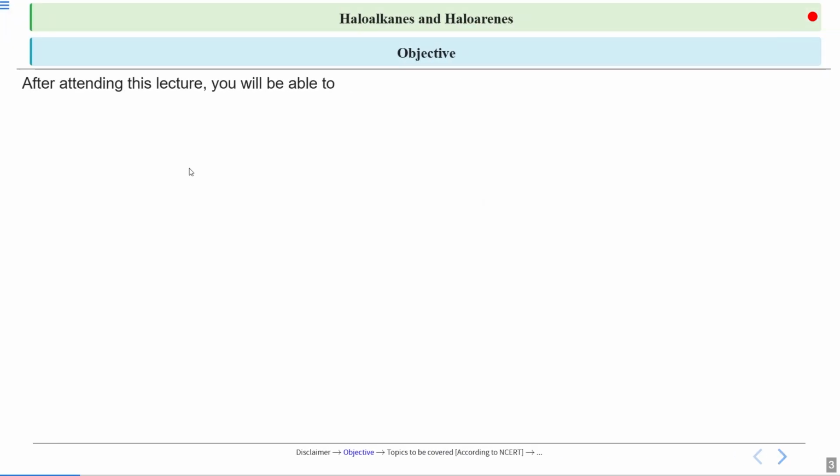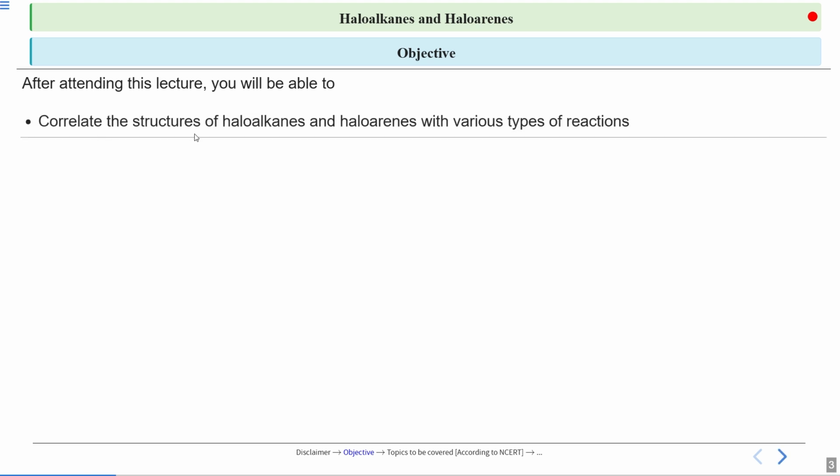Objective of today's lecture: after attending this lecture, you will be able to correlate the structures of haloalkanes and haloarenes with various types of reactions. So, we are going to see the reactions and the structure relation of haloalkanes and haloarenes with them.